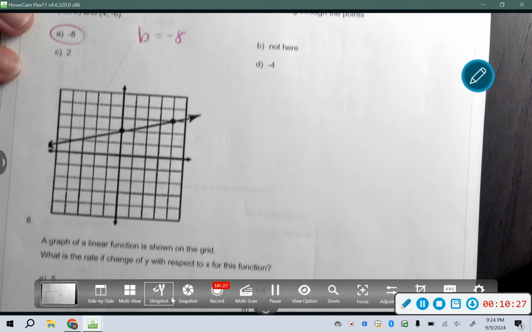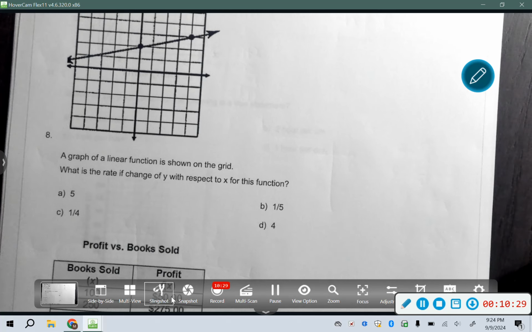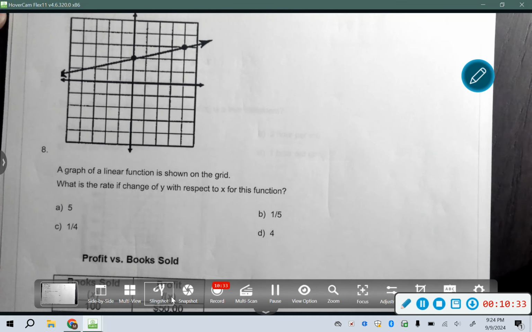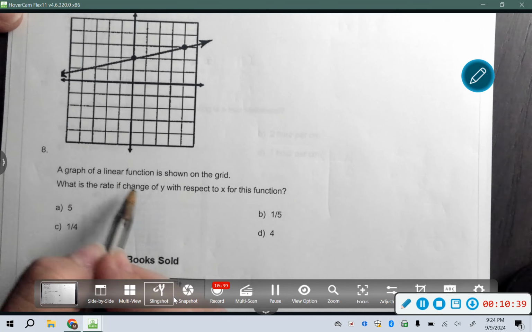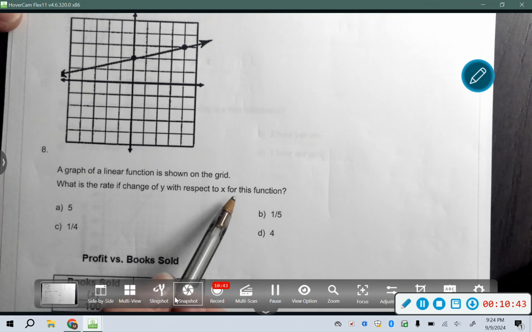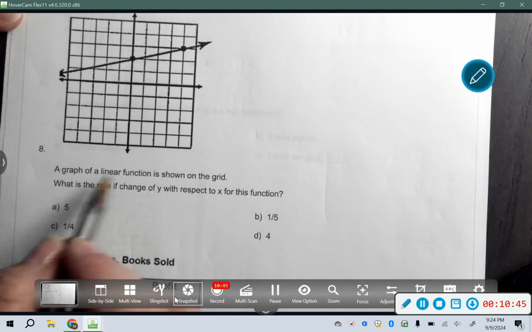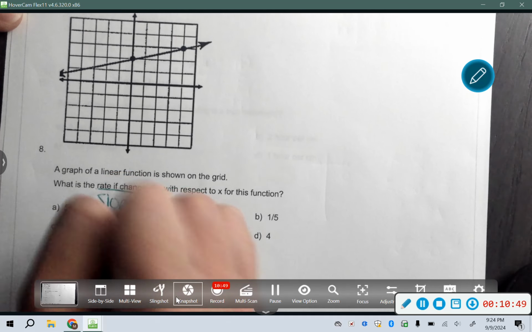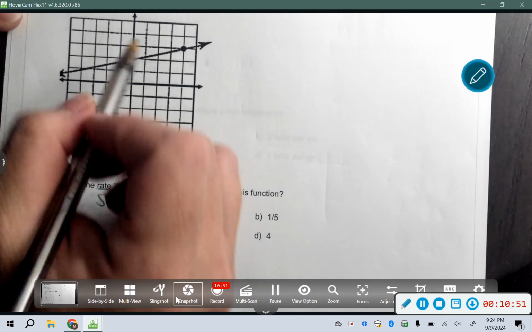Okay, let's look at number 8. It says, a graph of a linear function is shown on the grid. What is the rate of change of y with respect to x for this function? Okay, don't let any of that throw you off. We're looking for rate of change, which is just slope. Okay, so I know I can see it here.